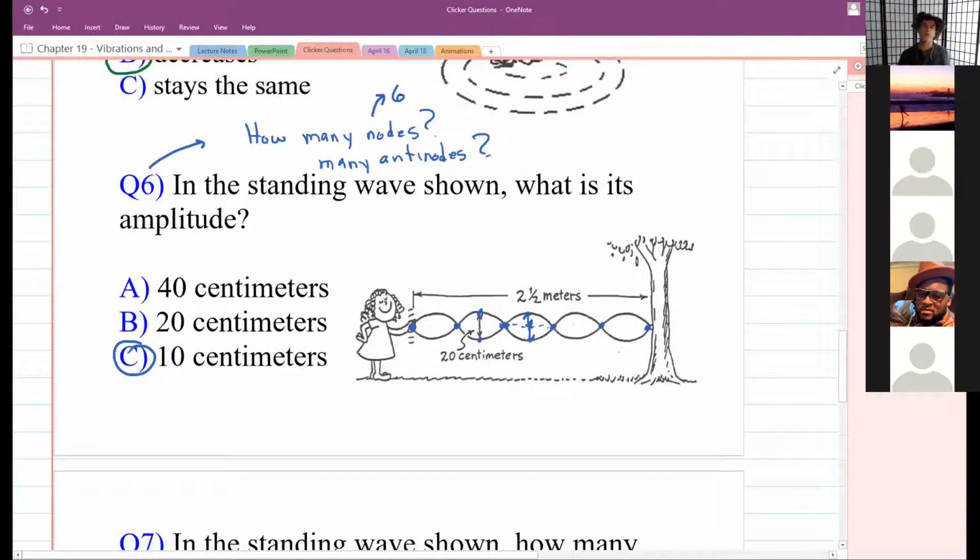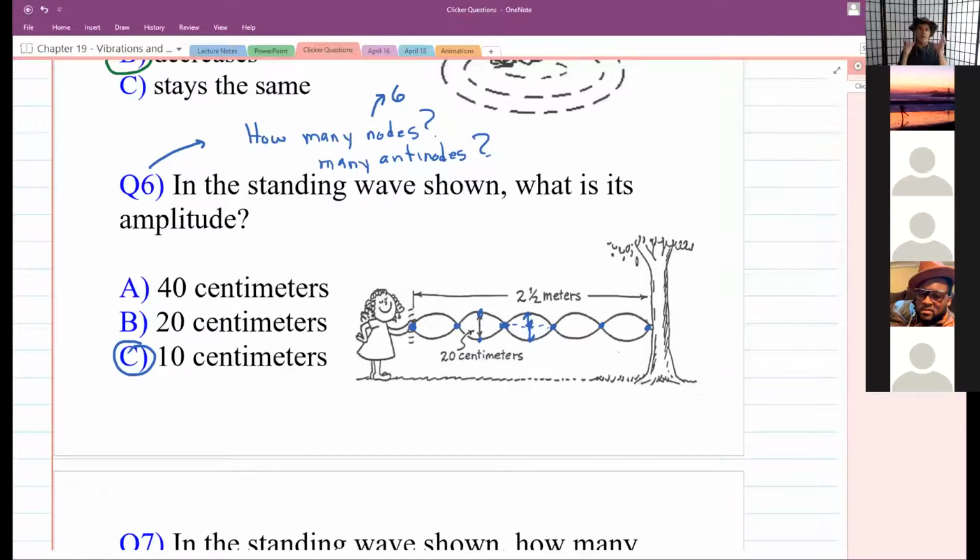Now, one of your homework questions asks something like, how many nodes are there not including the endpoints? Normally, you would include the endpoints. So like here, 1, 2, 3, 4, 5, 6. But if the question was specific and said how many nodes not including the endpoints for this particular wave, the answer would be 4. And then how many antinodes?